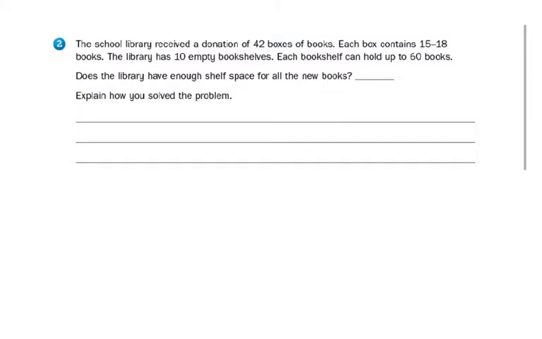Let's move to number 2. The school library received a donation of 42 boxes of books. Go ahead and circle 42. Each box contains 15 to 18 books. Circle 15 to 18. The library has 10 empty bookshelves, and each bookshelf can hold up to 60 books. Does the library have enough shelf space for all the new books?